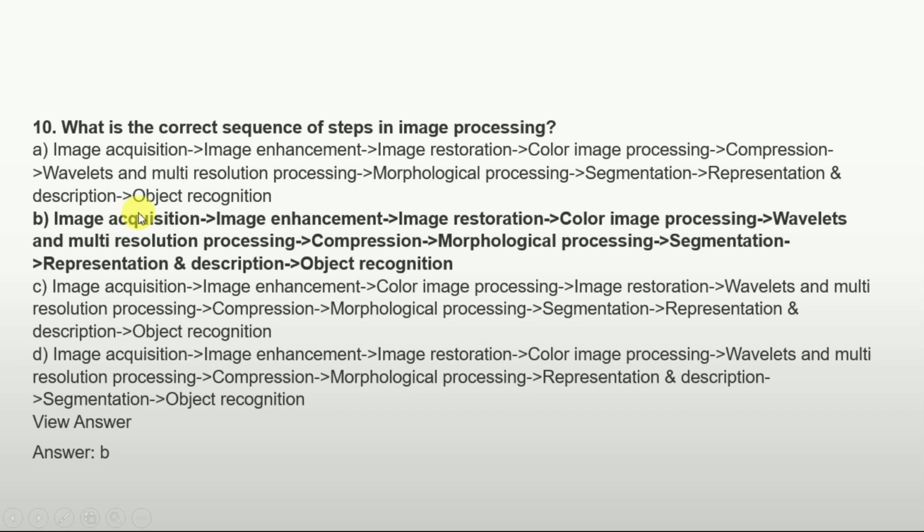Image acquisition, then image enhancement, then image restoration, color image processing, after that wavelets and multi-resolution processing, after that compression, then morphological processing, after that segmentation, then representation and description, and at last object recognition. So those are the steps involved in image processing. You have to be very clear about this concept as well.